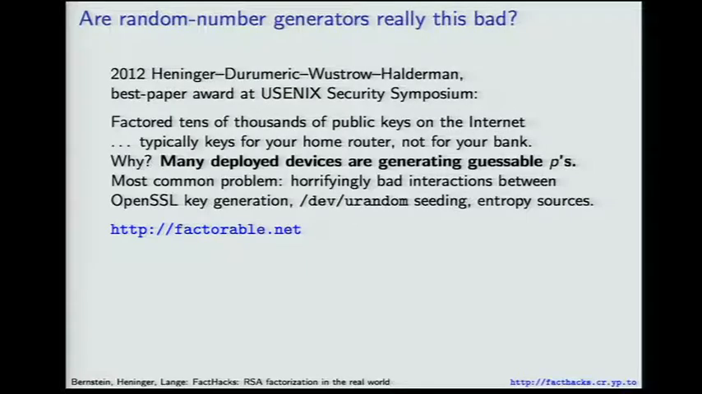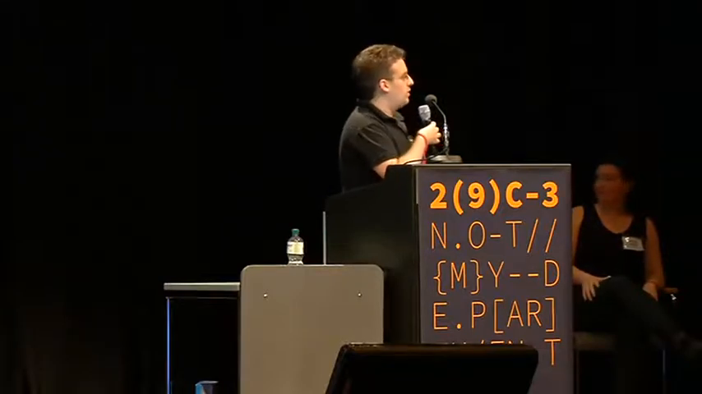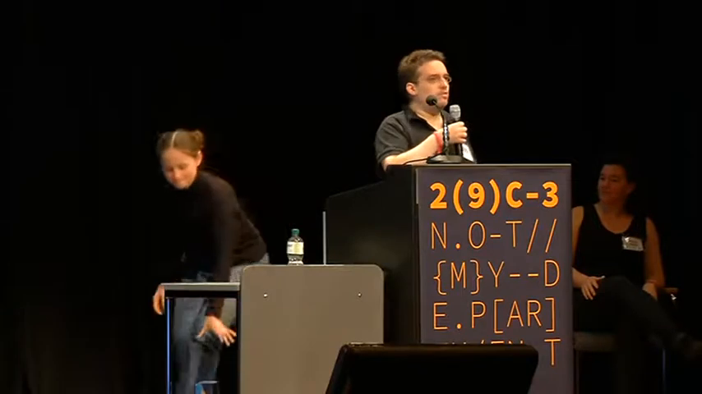Admittedly, they used a C version of this instead of these Sage scripts, but the Sage scripts will go up to millions. It's just when you get beyond that, you want to write it in C to deal with using a lot of memory. But you can use exactly these scripts for pretty large chunks of keys. And so they factored tens of thousands of keys and said that these keys are typically not your bank keys. They're going to be, say, keys for your home router. So the vulnerable devices are not going to be, say, a big server out there. The vulnerable devices will be your Fritzbox.